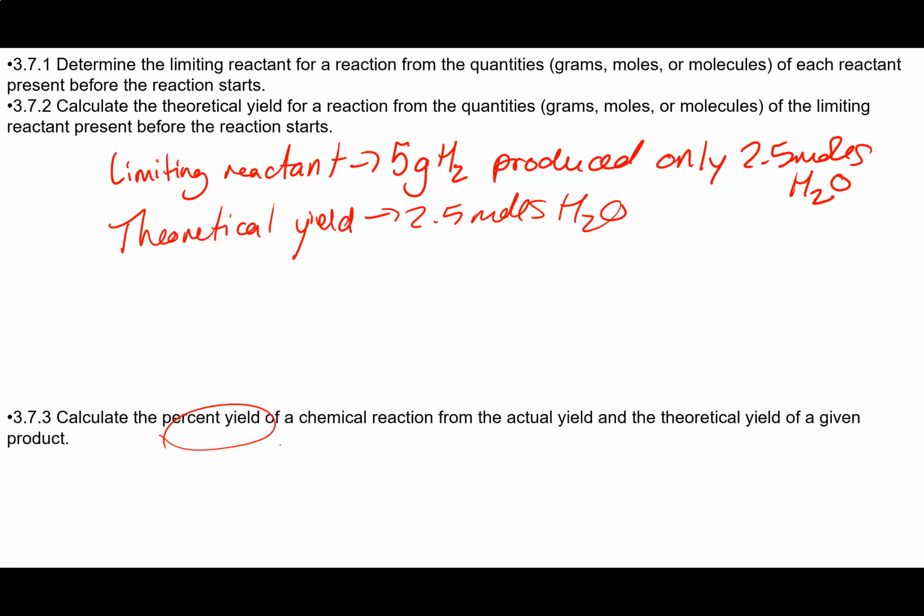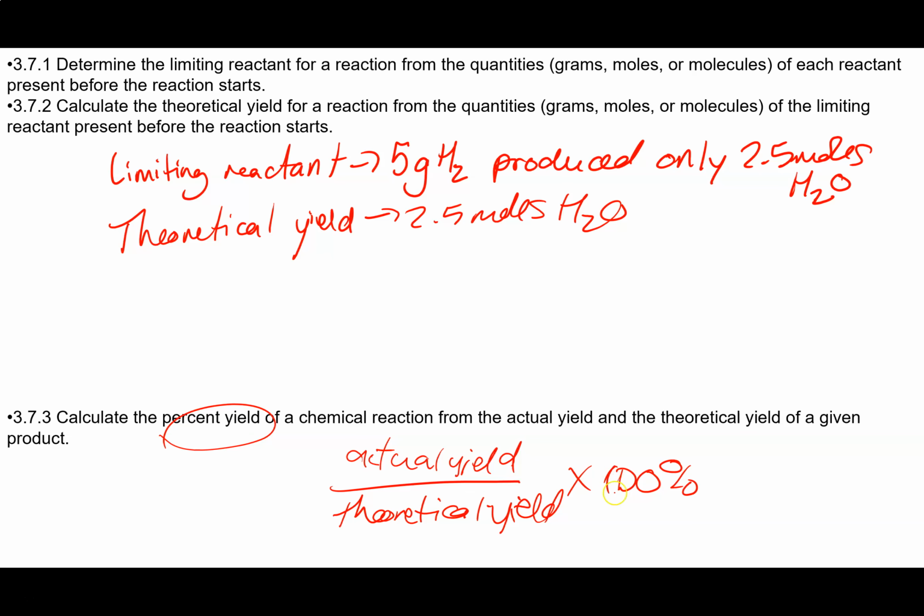To calculate the percent yield, we need an actual yield. So this is like an experimental amount or a given amount. We need the theoretical yield. This is our calculated one. And then we multiply that value by 100%. So that's one of the formulas that you'll be given on your exam.